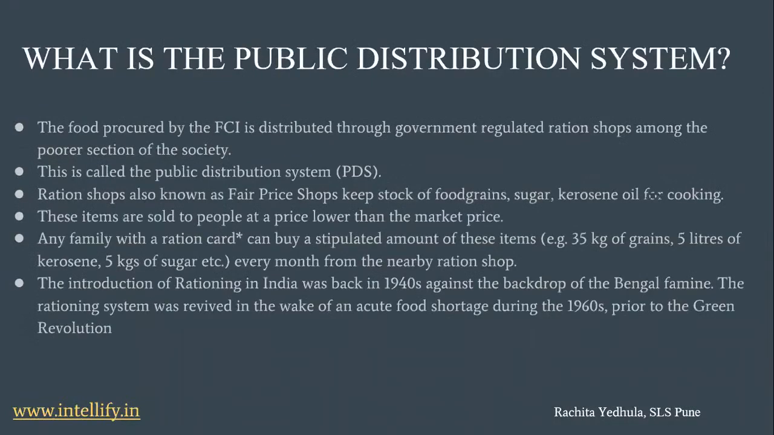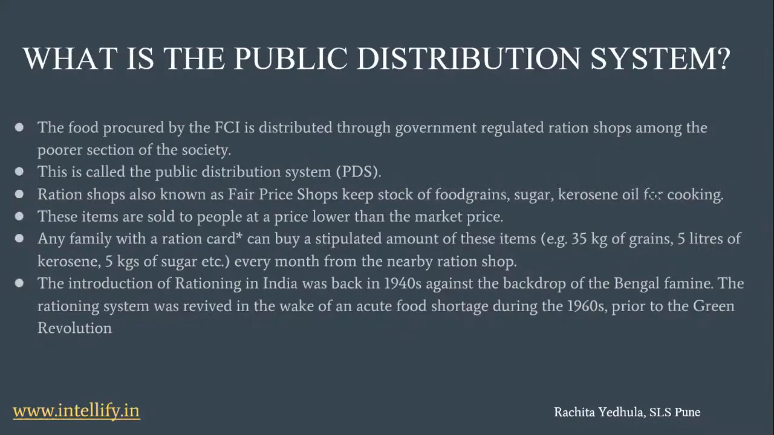First, coming to what is public distribution system, you probably have a ration card or heard of it. Now, the food that the FCI has procured from farmers, they are sold at government regulated ration shops meant for the poorer sections of the society. This is the process that is called the public distribution system or PDS. Ration shops are present all over the country and there are about 4.6 lakh of them.